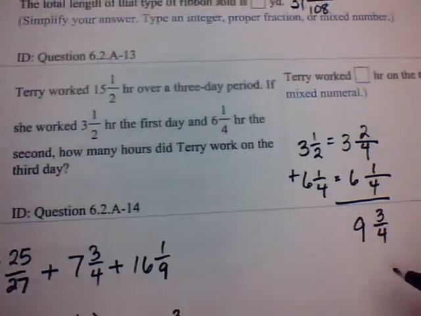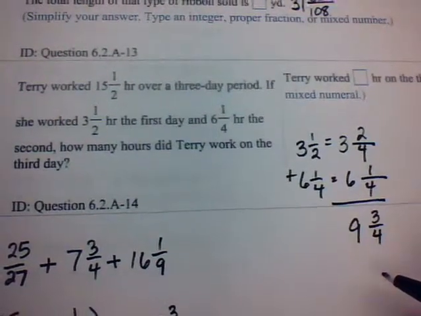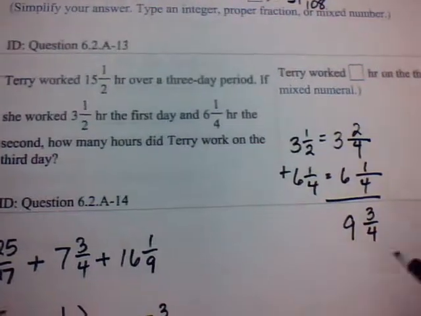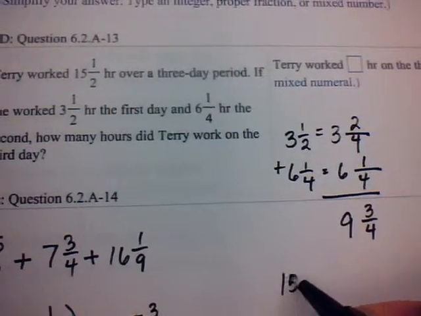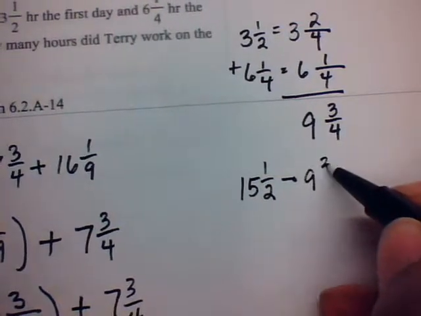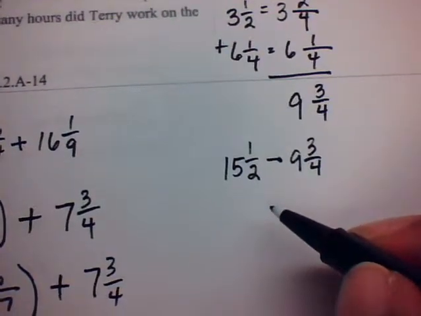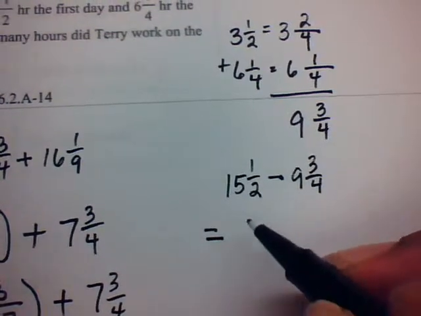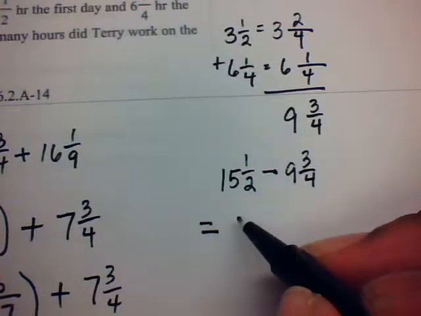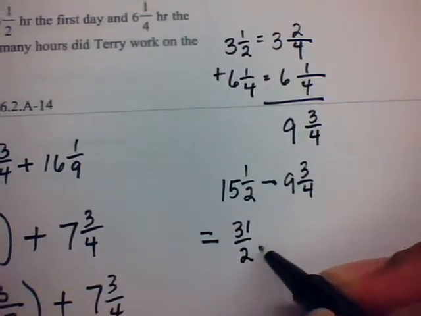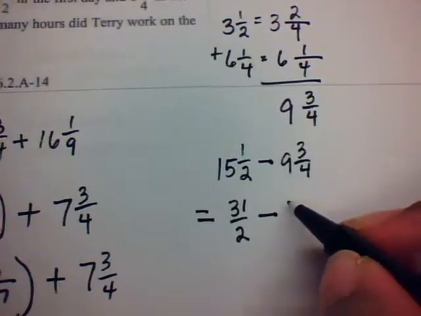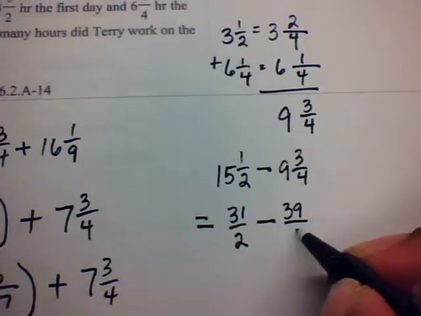But over a 3-day period, she worked 15 and a half hours. So we want to find out how many hours she worked on that third day. So now we have a subtraction problem: 15 1/2 minus 9 3/4. Now, I'm going to work this subtraction problem a little bit differently. I'm going to change 15 1/2 to an improper fraction as 31 over 2 minus the 9 3/4. I'm going to change that to an improper fraction of 39 over 4.